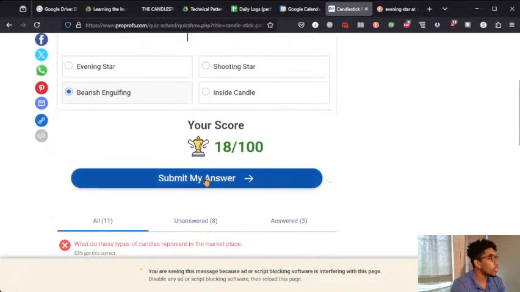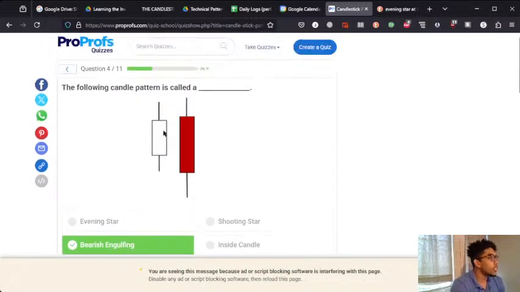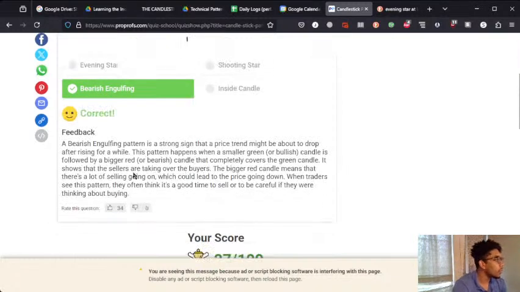This is a bearish engulfing, because this is a bullish candle, so it opened here and it closed here, so the buyers dominated the market. And then this is a bearish candle, so it opened here and it closed here. Oh wait, so in reverse. So it opened here, closed here, that means the sellers dominated. And then it opened here and closed here, which means the buyers dominated, right? Because the buyers want to buy at a lower price, I think, right? So it shows the sellers are taking over the buyers.